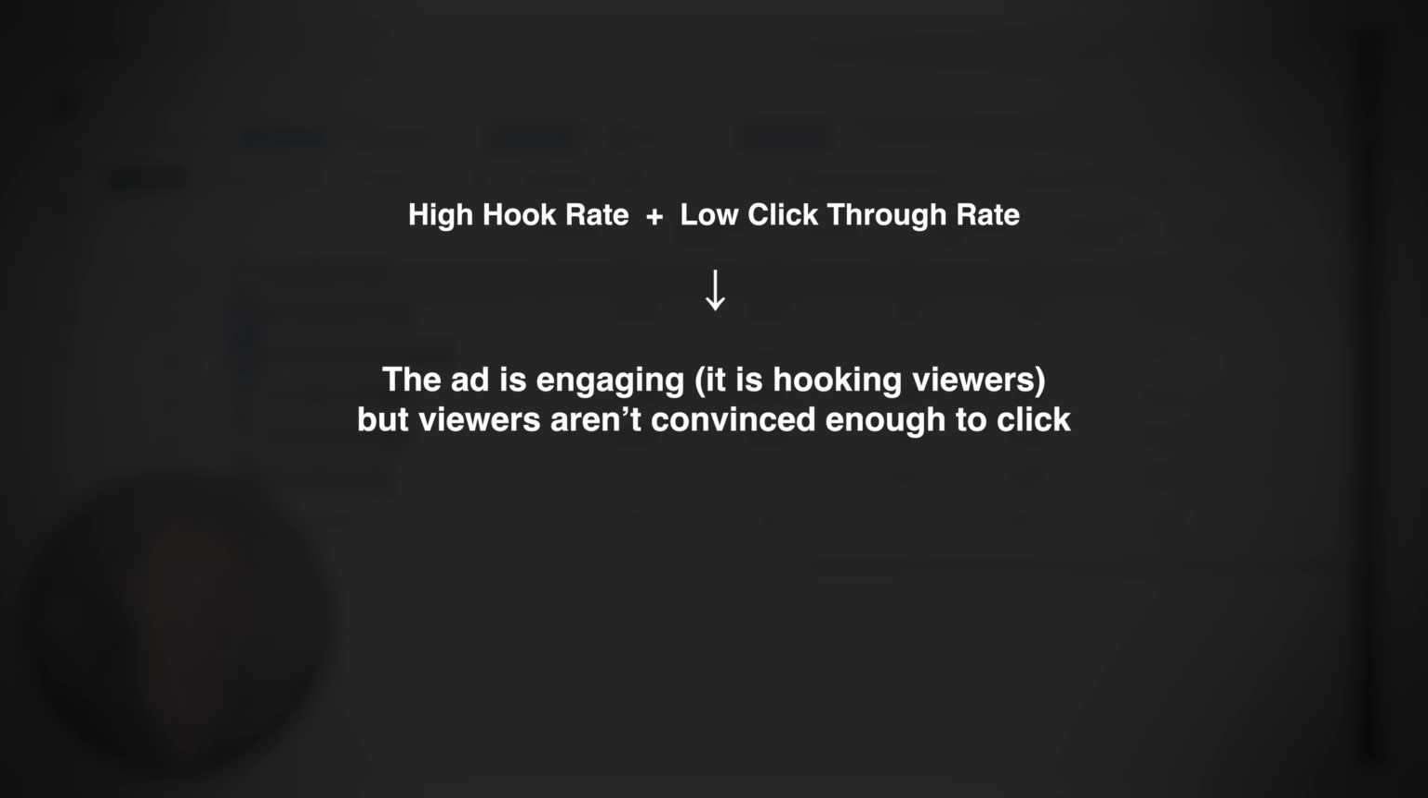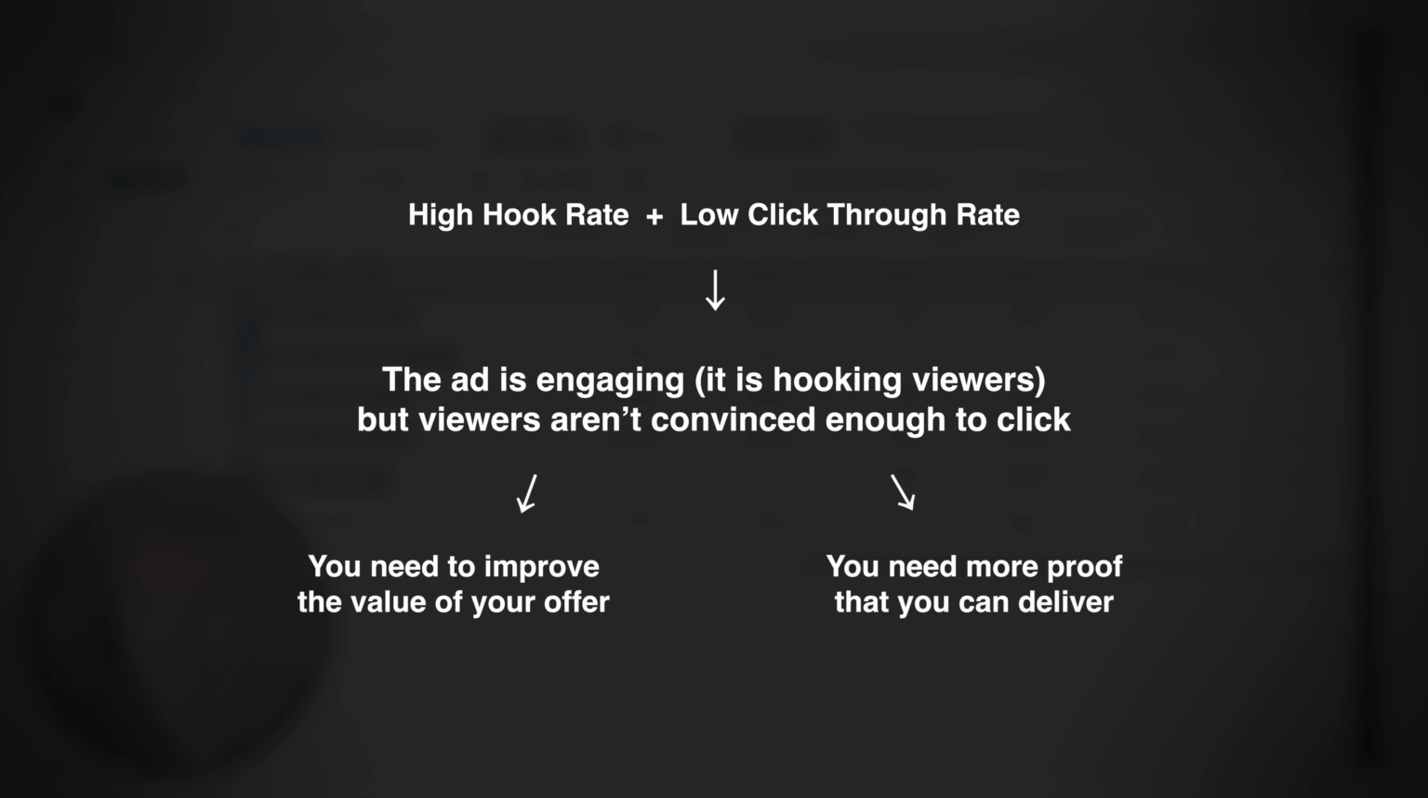So there might be 2 fixes for that. Either you just need to improve your offer, like the ad got their attention, they were interested, it was engaging, but they got the offer, they understood what it was, and they were like, I'm not really interested in this. That could be a possibility. Or it could be that there's just not enough proof that you can deliver on what your promise is.